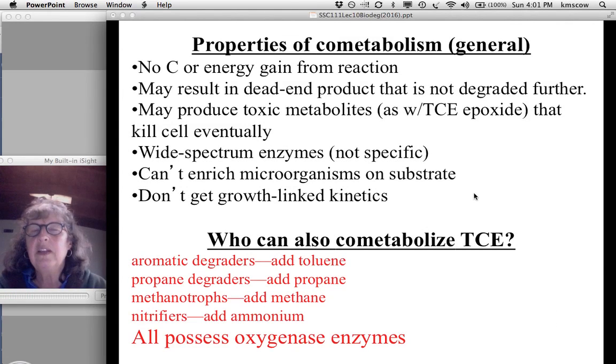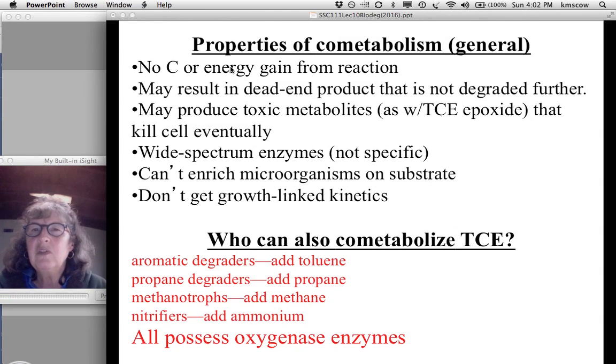And it turns out that a lot of organisms can co-metabolize trichloroethylene. Anyone who has oxygenase enzymes, so that includes aromatic degraders, propane degraders, methanotrophs, like add methane, nitrifiers, really? Yeah, nitrifiers, you can add ammonium, and those guys can actually also break down trichloroethylene. What they all share, as I said, is these oxygenase enzymes that are being induced to degrade what the organisms want to be using in their normal lifestyle, but you can slip in these contaminants and they can degrade as well.